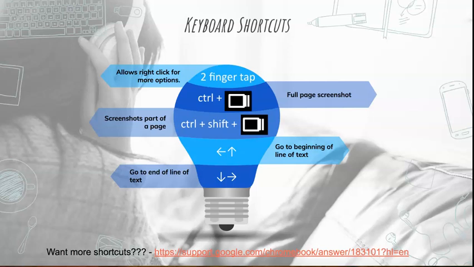If you wish to take a full screenshot of your desktop, you can click Control plus that function key picture that's visible here. Or if you want to take a screenshot of a section of a page, you can click Control Shift at the same time with that function key. To go to the beginning of a line of text, you can use your up and your over arrows, or your down and your over arrows to go to the end of a line of text.